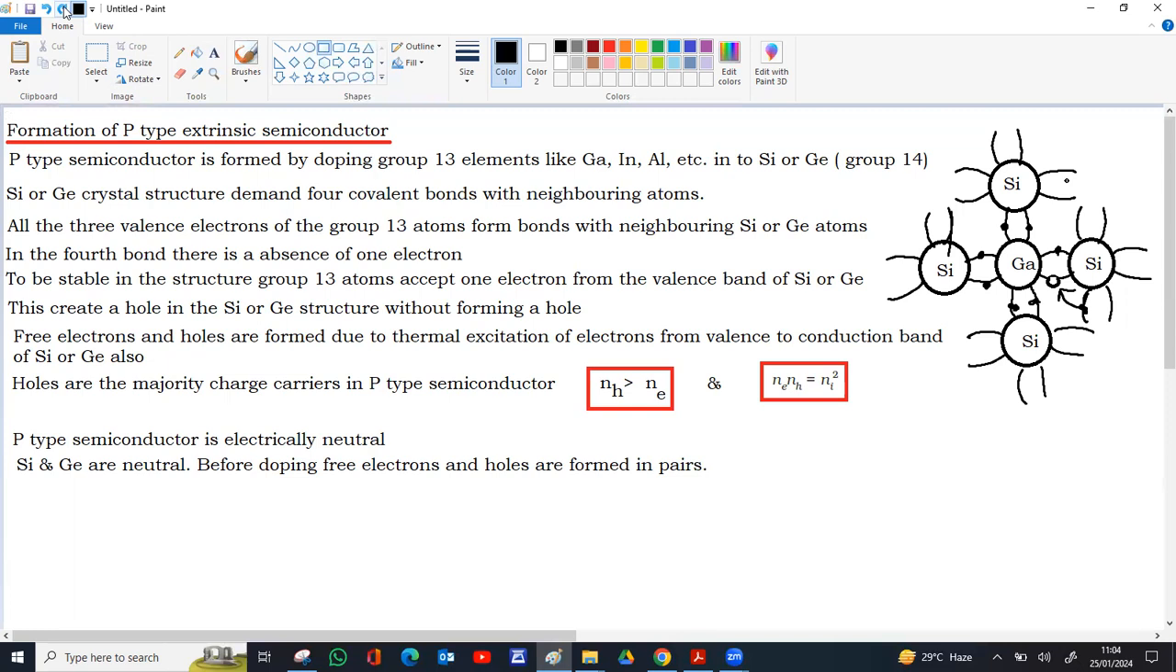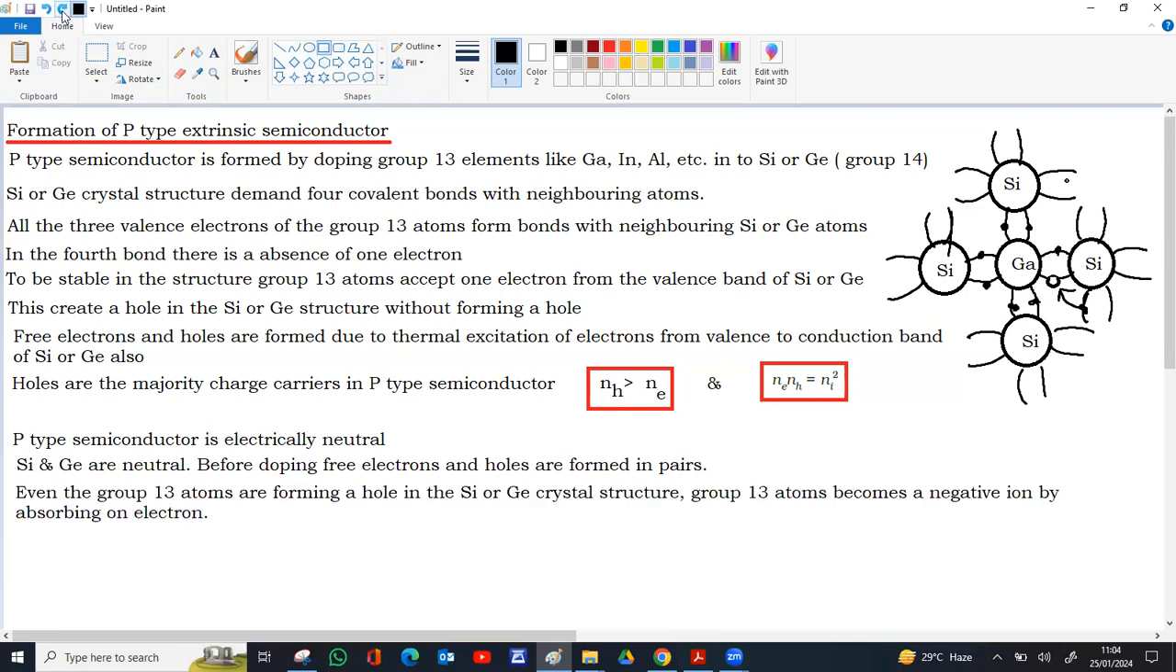Even when the group 13 atoms create a hole in the silicon structure, that is by absorbing one electron. So the gallium atom or group 13 atom will become a negative ion at the same time when they create a hole. So for each hole created in silicon, the absorption of one electron by the group 13 atom makes it a negative ion. So here also the negative ions and the holes created by group 13 atoms get balanced. The total positive charge is equal to the total negative charge. Hence, p-type semiconductor is electrically neutral.